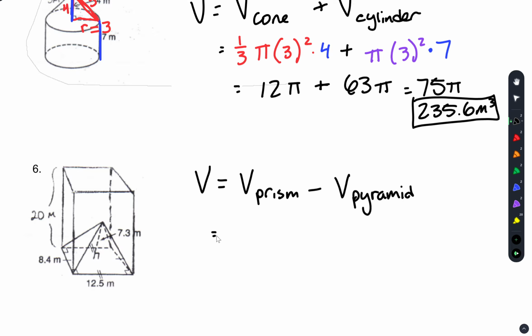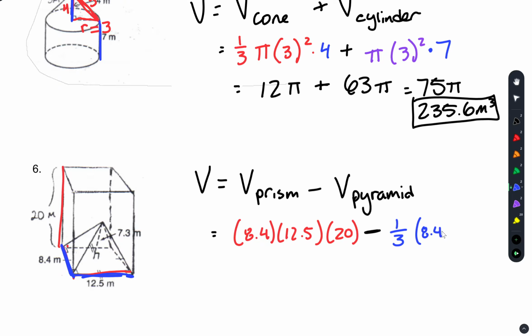Volume of a prism formula, area of the base times height. Area of this base, 8.4 times 12.5, times its height, 20. We're going to do subtraction. I am not going to forget 1/3 times the area of the base times the height of this pyramid. And calculate it all together. 1,844.5 meters cubed.